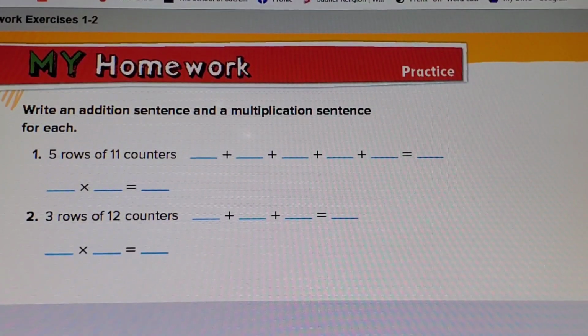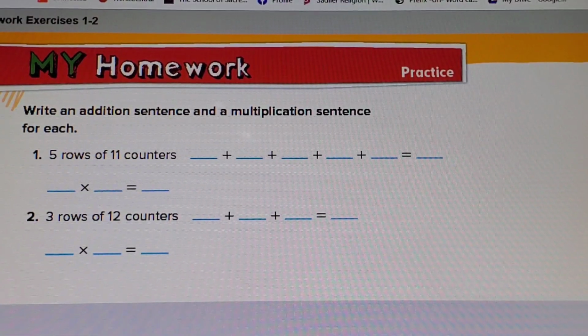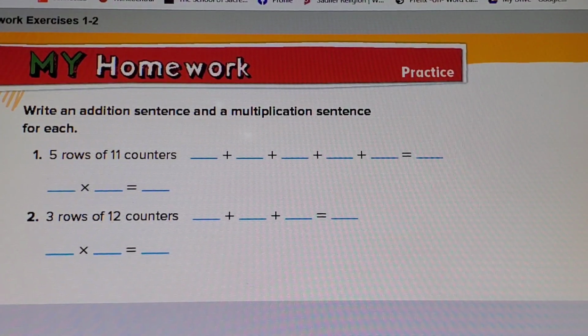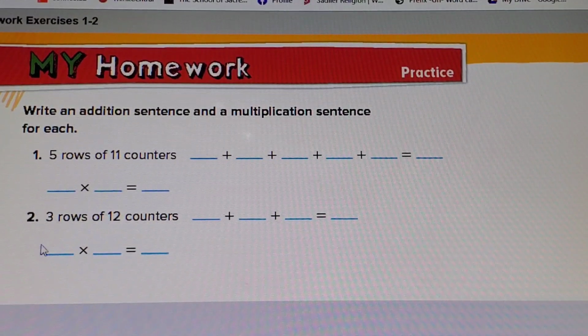My homework. Exercises numbers 1 and 2. Write an addition sentence and a multiplication sentence for each. 5 rows of 11 counters. So here you're going to write 11 plus 11 plus 11 plus 11 plus 11 equals 5 times 11 equals 55. 3 rows of 12 counters. 12 plus 12 plus 12 equals unknown. 3 times 12 equals unknown.